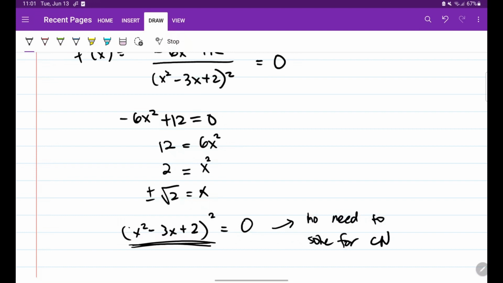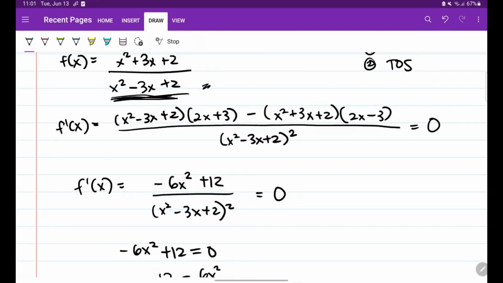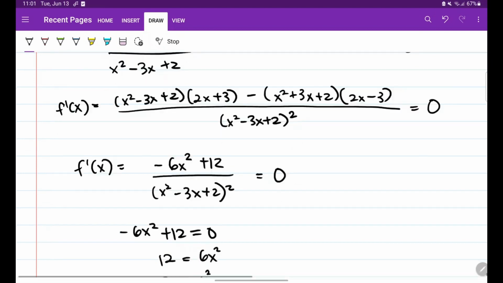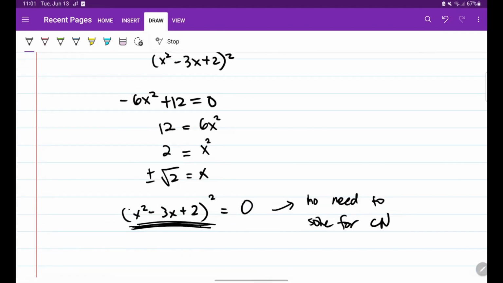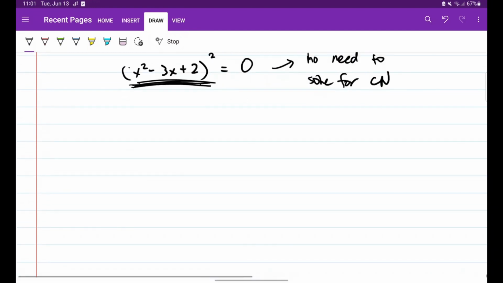Kasi, again, if we look for values na makakapagpa-0 sa x squared minus 3x plus 2, yung main function natin, which is x squared plus 3x plus 2 all over x squared minus 3x plus 2, ay magiging 0 tong denominator na to. And we don't want that kasi magiging undefined yung initial function natin. Okay? So in this case, naka-shortcut tayo and we just have here a critical number which is plus and minus square root of 2. Okay? So, plus and minus square root of 2.